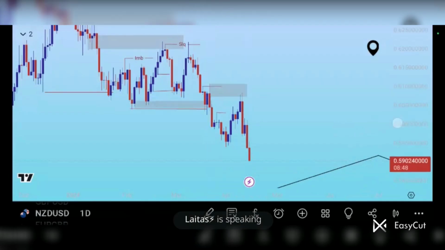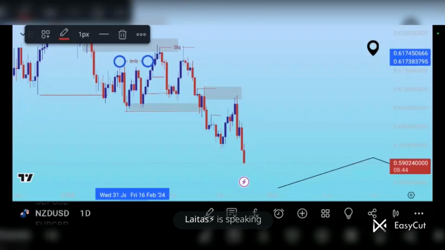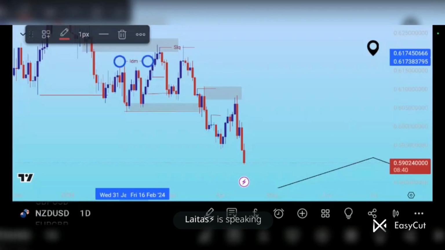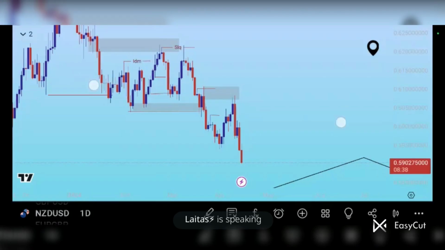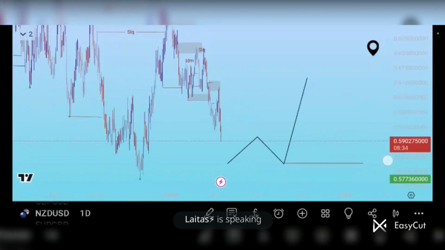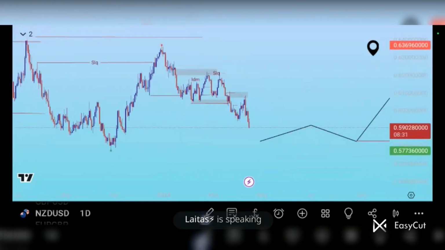Just know that the major thing you'll be using is SIQ. See me making this as a balance. The major liquidity we are using here is SIQ, inducement, SIQ, inducement, SIQ, inducement. You get me? Now for this now, where is the SIQ? The SIQ is here.